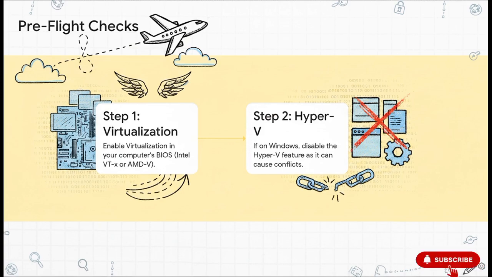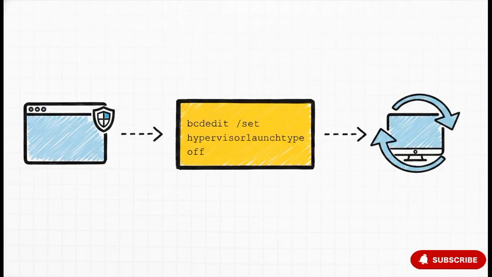It's Microsoft's own virtualization tool, and it really doesn't play nice with the software we're about to use, VirtualBox. Disabling Hyper-V sounds complicated, but it's actually super simple. You just need to open up your command prompt as an administrator, that's key, and type in this exact command you see right here. Hit Enter, give your computer a quick restart, and boom, you're all set.